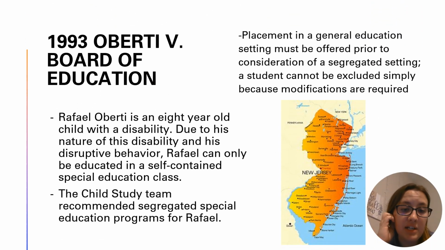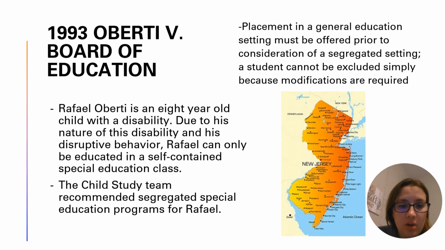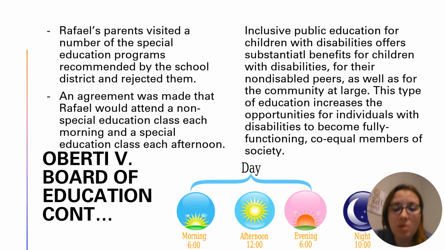Next, I have a 1993 Alberti versus Board of Education. This one says the placement in a general education setting must be offered prior to consideration of a segregated setting. A student cannot be excluded simply because modifications are required. And then continuing on, Raphael's parents visited a number of the special education programs recommended by the school district and rejected them. And then inclusive public education for children with disabilities offers substantial benefits for children with disabilities, for their non-disabled peers, as well as for the community at large.